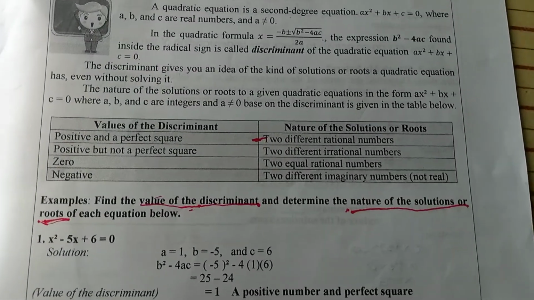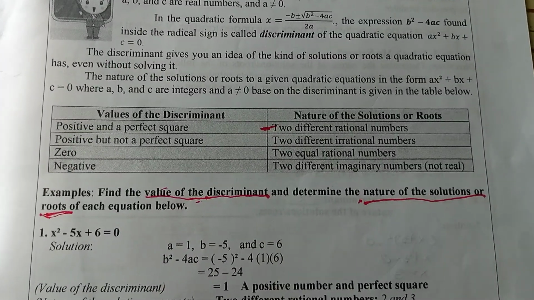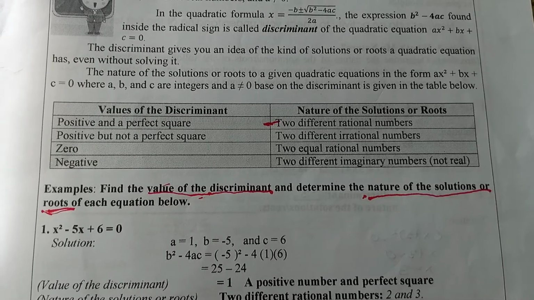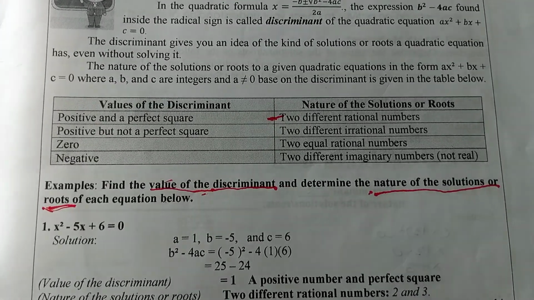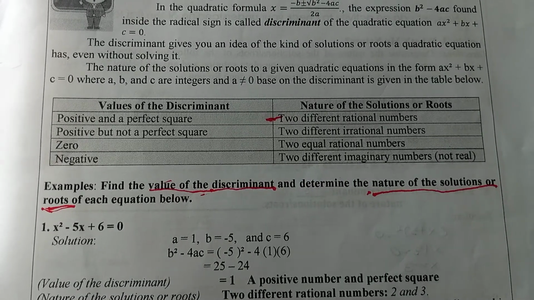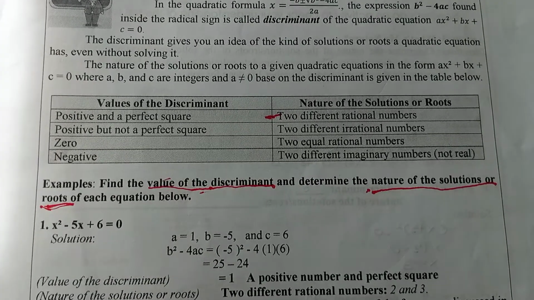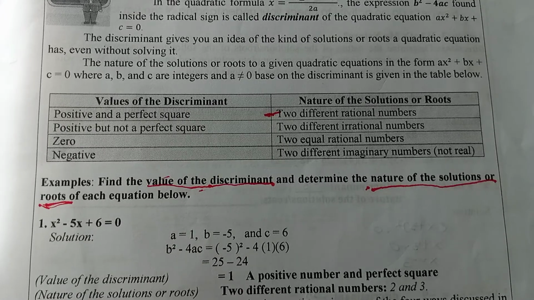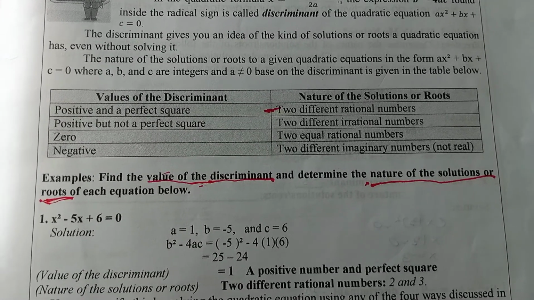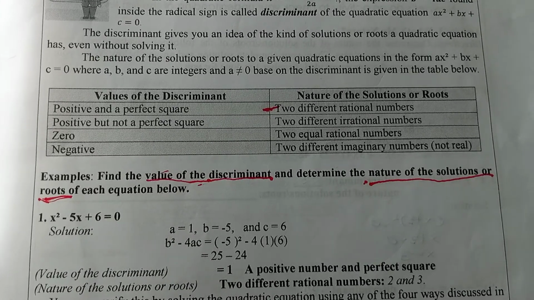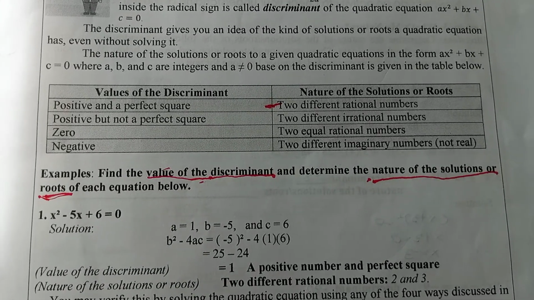Let's continue. If the value of the discriminant is positive and a perfect square, the nature of the solution or roots is two different rational numbers. That is our nature of the solution or roots if the value of the discriminant is positive and a perfect square.